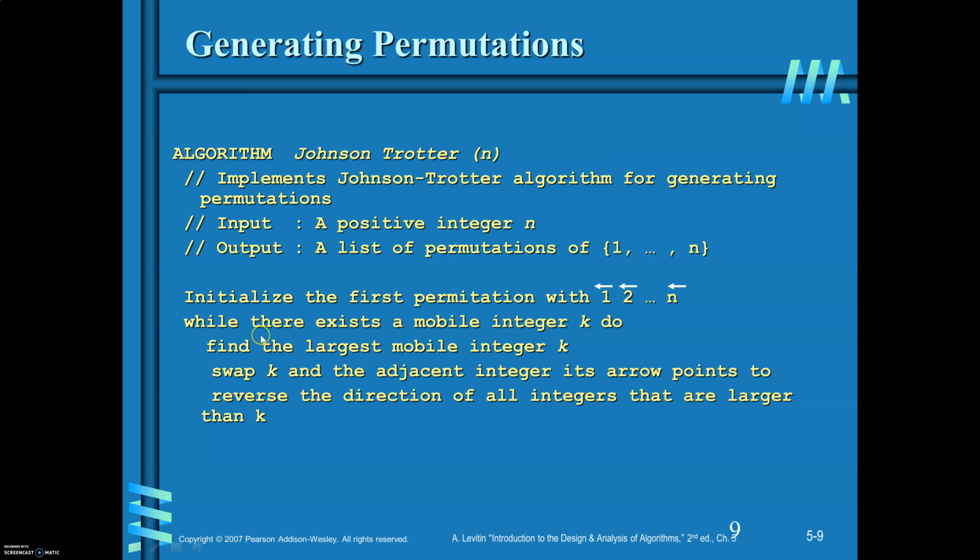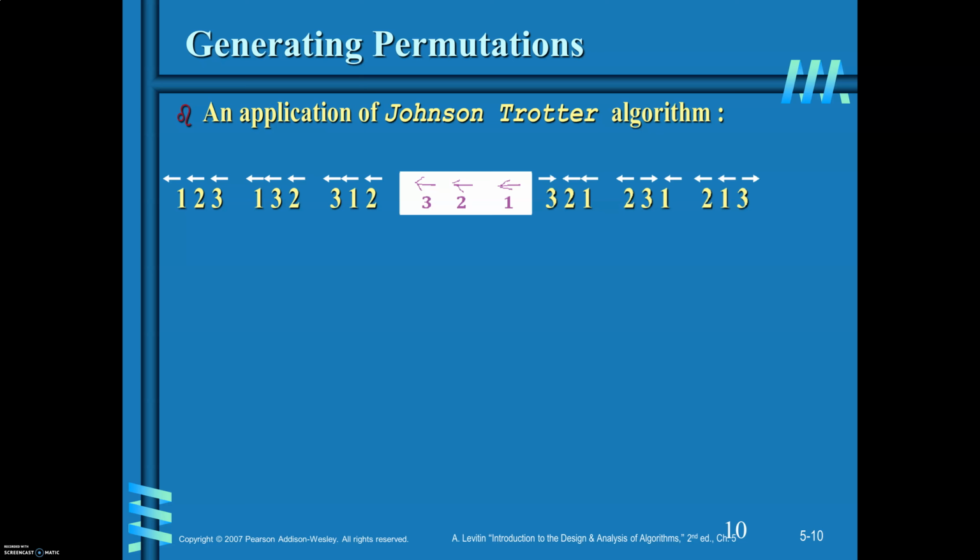You are required to do these 3 steps while there exists a mobile integer k. Find the largest mobile integer k. The second step, swap k and the adjacent integer its arrow points to. Then reverse the direction of all integers that are larger than k. This is the procedure. Now we'll see for 3 elements.